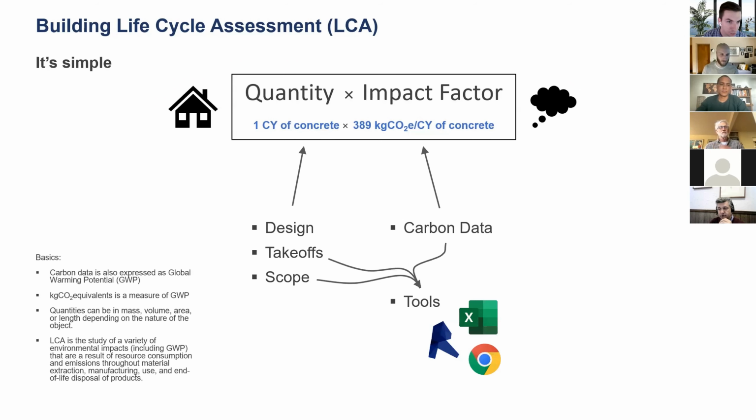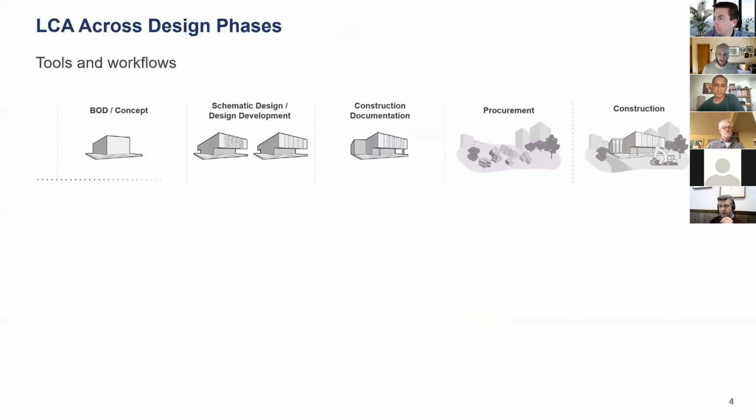I'm also including just some basic nomenclature and some basic information about global warming potentials and what the kilograms of CO2 equivalent mean on here. We'll share these slides with you, so I'll just skip this part, but it will be available to you after the presentation as well. So let's now jump into where you get the quantities and how all of this fits into the typical design phases that you as an architect are dealing with.